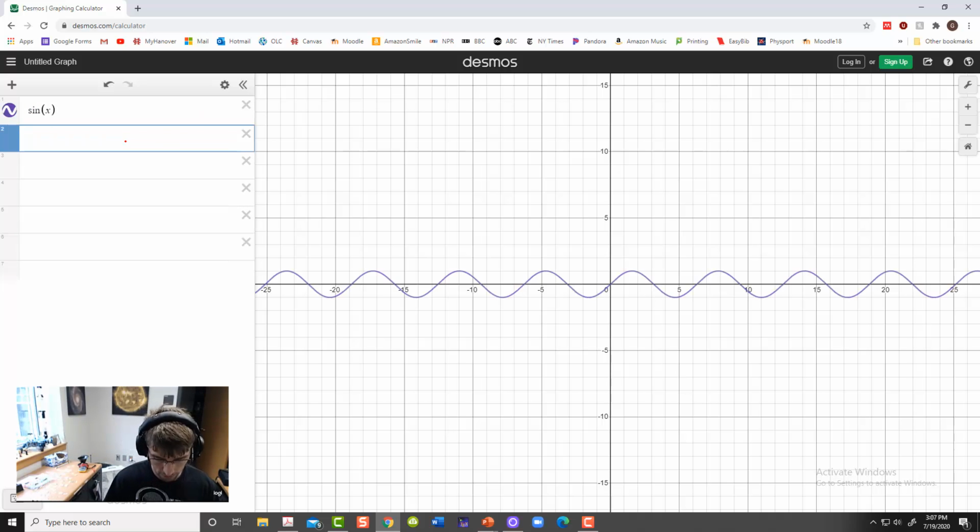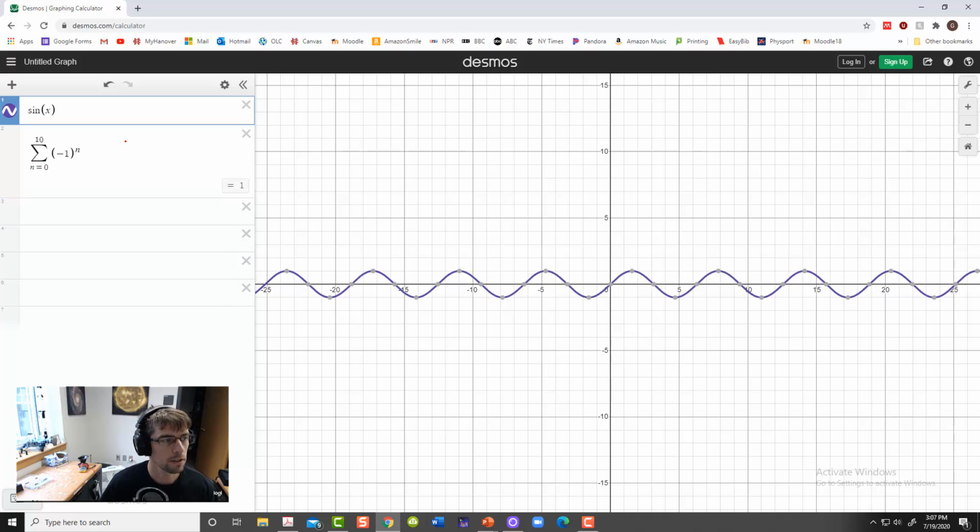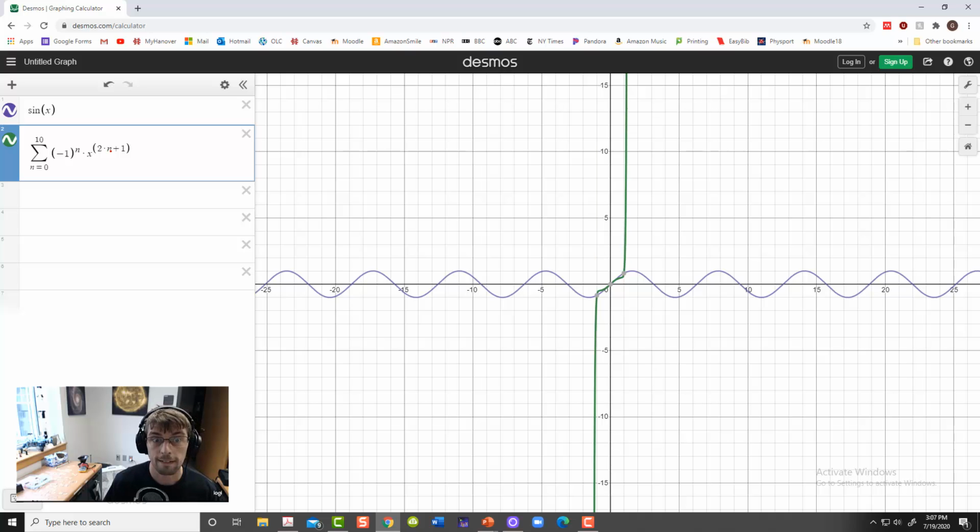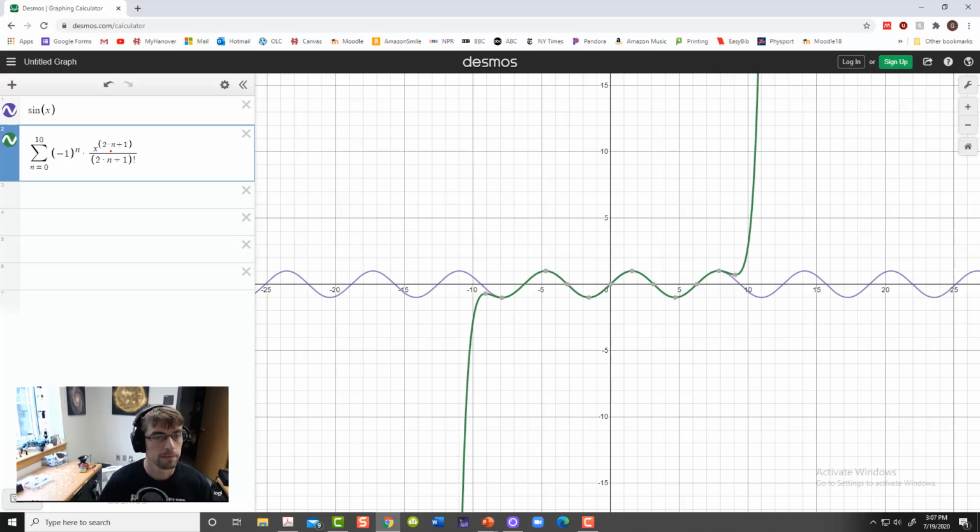And now that I'm familiar with it, we'll do the sum from n equals 0 to, I don't know, let's just pick a number, we'll say 10, just for kicks. And again, we have (-1)^n times x, and now we have to be careful. Generous use of parentheses is always recommended, to the power 2n plus 1. And then lastly, we divide that whole rigmarole by (2n plus 1) factorial. So cool. Oh, that's awesome.